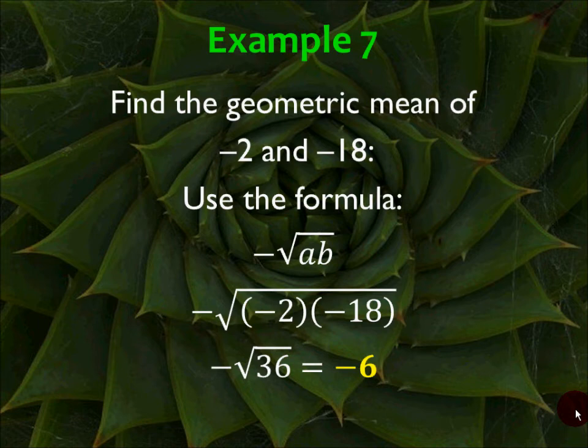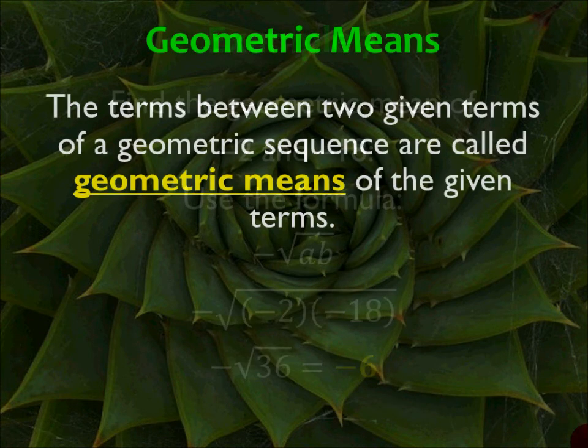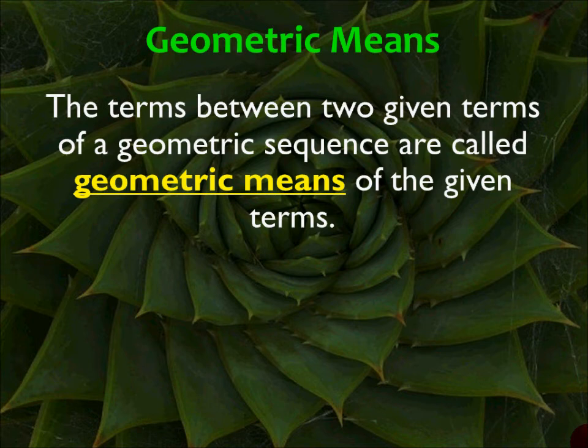Now you will notice that you cannot have a geometric mean of a number that's positive and another number that's negative, because you'll have an imaginary number after you take the square root. So, in this case, two negative numbers, this formula, if this was 2 and 18, the geometric mean would be a positive 6.